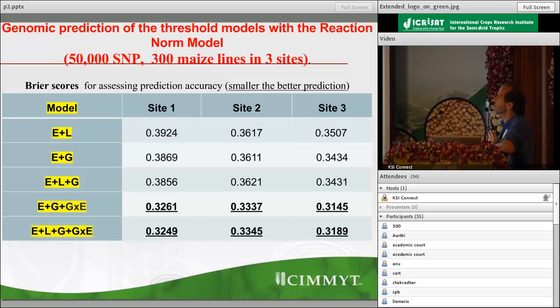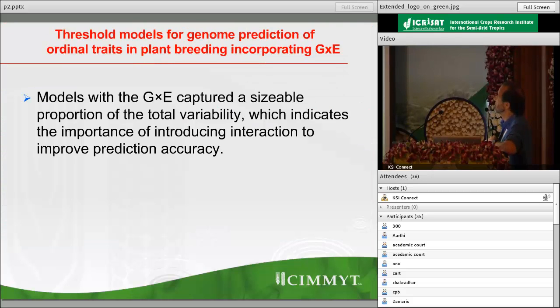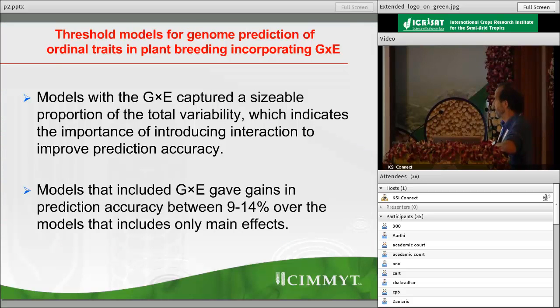And you see that these are the main effects for site 1, 2, and 3. And when you put in the interaction, you get about 9 to 14% increase in prediction using the G by E model. So the threshold model with G by E captures a sizable proportion of total variability, including the G by E. This model gives 9 to 14% over the models that include only main effects.